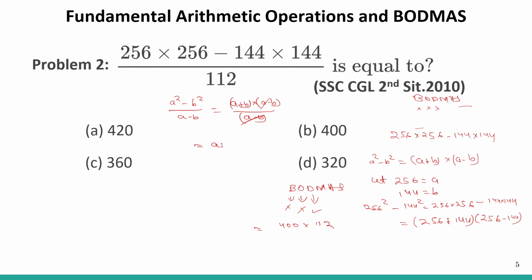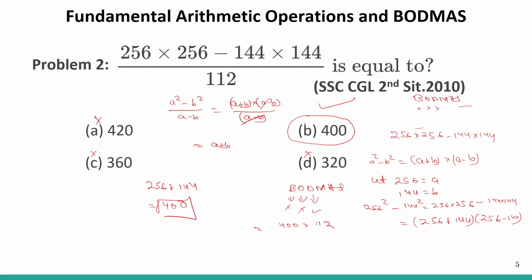So what we are left with is a + b. In this case, it will become 256 + 144, which will be equal to 400. So 400 will be the correct answer. This answer is wrong, wrong, wrong, and this is the only correct option. So 400 will be the correct option.